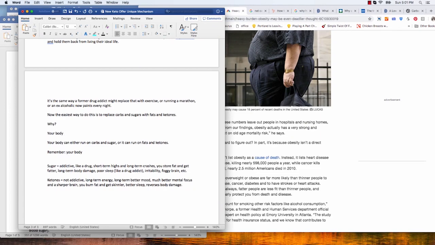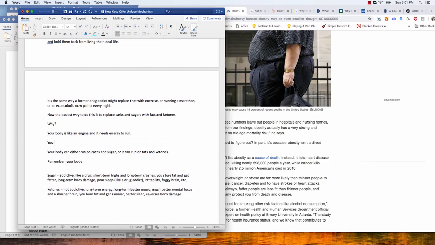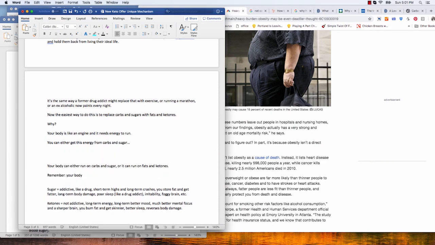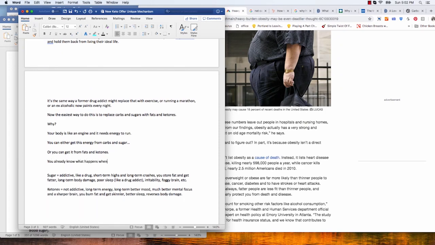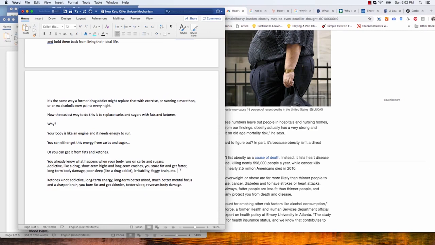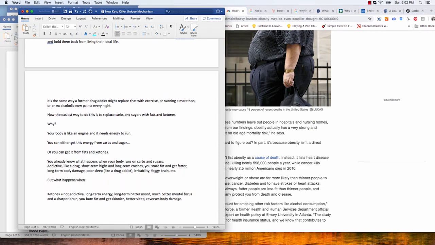Yeah, your body is like an engine. It needs gas to run. So it needs energy to run. You can either get this energy from carbs and sugar, or you can get it from fats and ketones. You already know what happens when your body runs on carbs and sugars. But what happens when it runs on fats and ketones? When it runs primarily on fats and ketones.